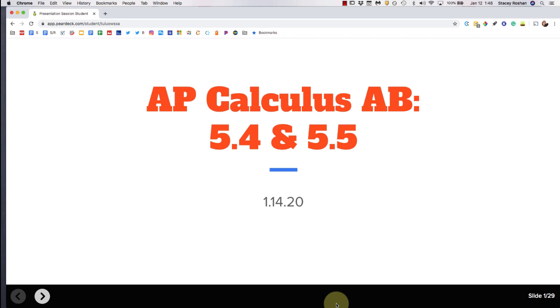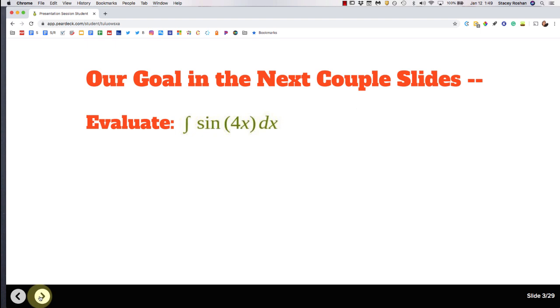In today's lesson, we are going to be doing a review of 5.4 and 5.5. We're going to be doing these problems in several parts. So our first goal is going to be to evaluate the integral of sine 4x dx.